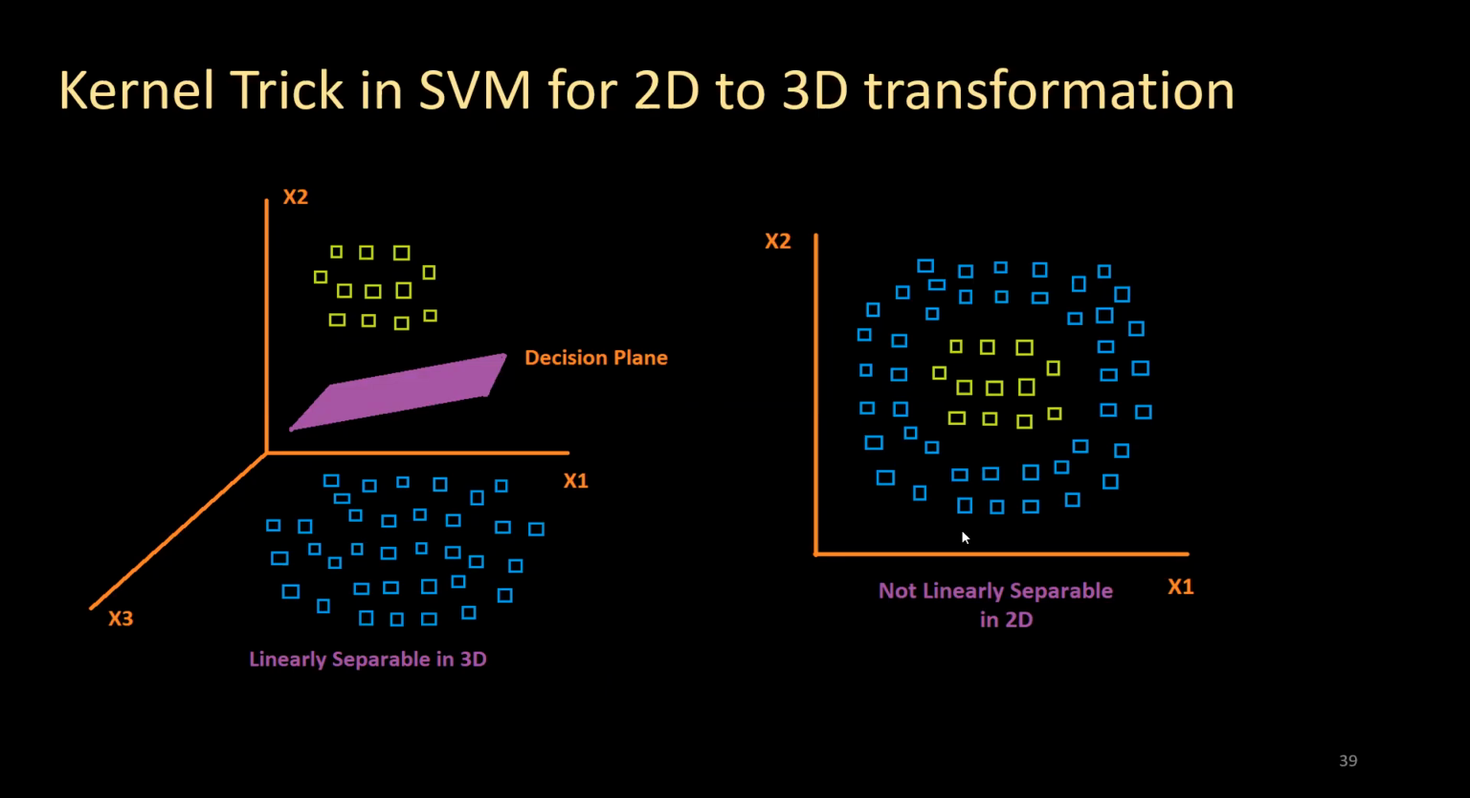So we have seen that the data was 2D initially, and it was not linearly separable in 2D. We used a kernel trick. We projected the data to a higher dimension, that is, we transformed the data from 2D to 3D. And in 3D, it is linearly separable data, and we separate it by a linear decision plane here. So it is linearly separable in 3D.